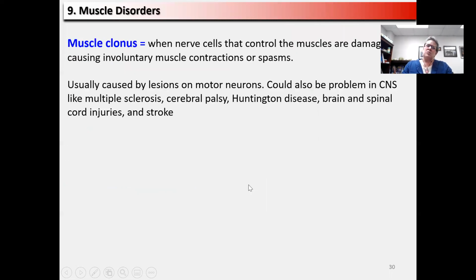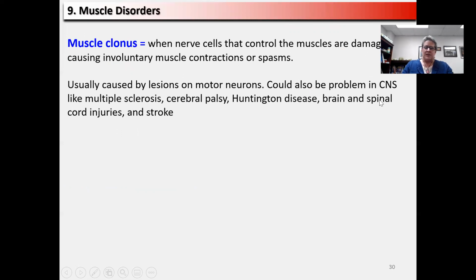Now, muscle clonus is usually caused by problems with motor neurons. There's a lesion on them or something. It could be a problem in the brain. So, things included in this are multiple sclerosis, where there's a loss of myelin sheaths on neurons, cerebral palsy, Huntington's disease, and brain and spinal cord injuries, including stroke.